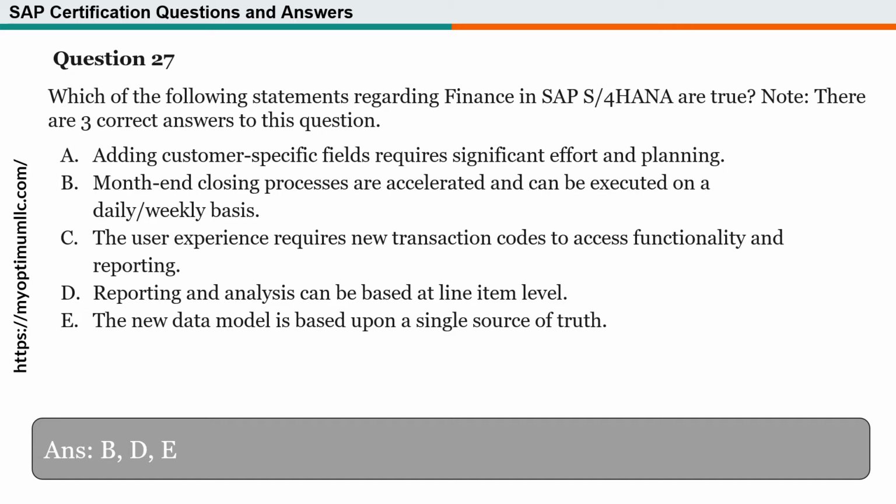Note, there are 3 correct answers to this question. A. Adding customer-specific fields requires significant effort and planning. B. Month-end closing processes are accelerated and can be executed on a daily/weekly basis. C. The user experience requires new transaction codes to access functionality and reporting. D. Reporting and analysis can be based at line item level. E. The new data model is based upon a single source of truth.